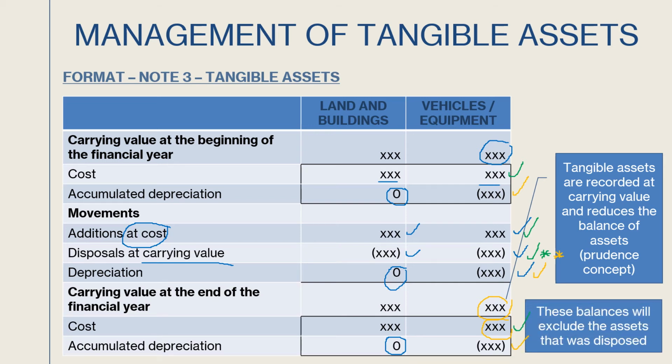All right, and then as I mentioned, your balances here at the end of the year, both your cost price and your accumulated depreciation at the end of the year, will exclude any assets that were disposed of because we don't have them anymore. We can't keep them in our books. When we dispose of them, we need to remove them from our financial statements. So they can't still appear here. We have to remove them when we go to the balances at the end of the year.